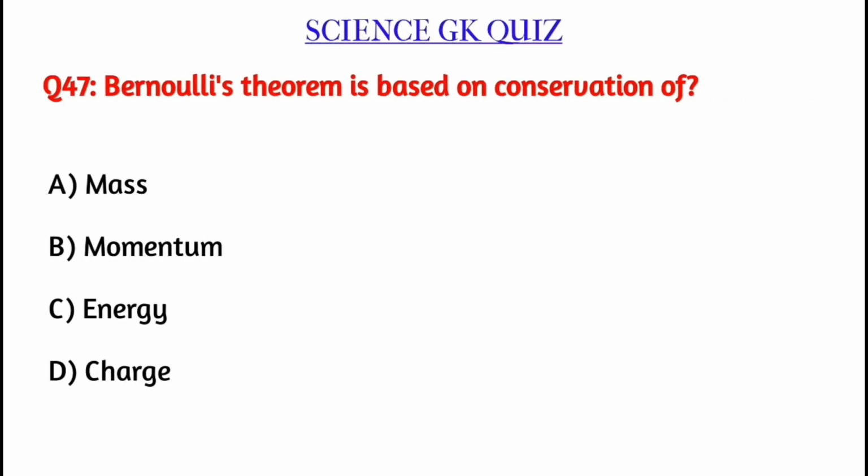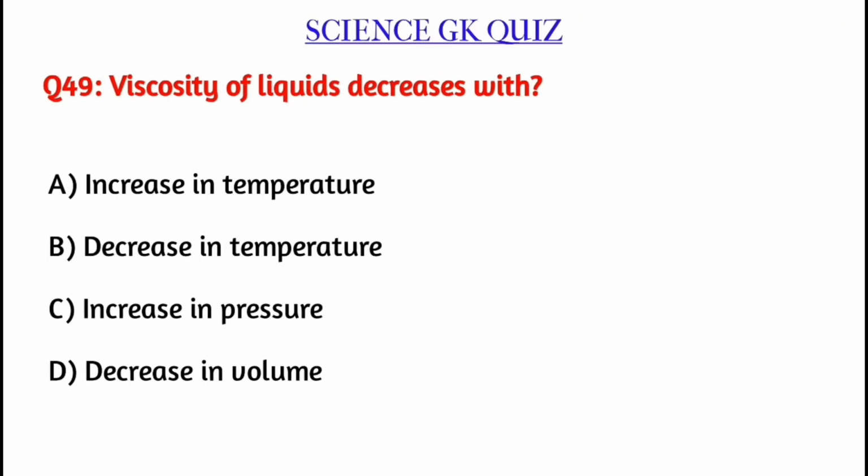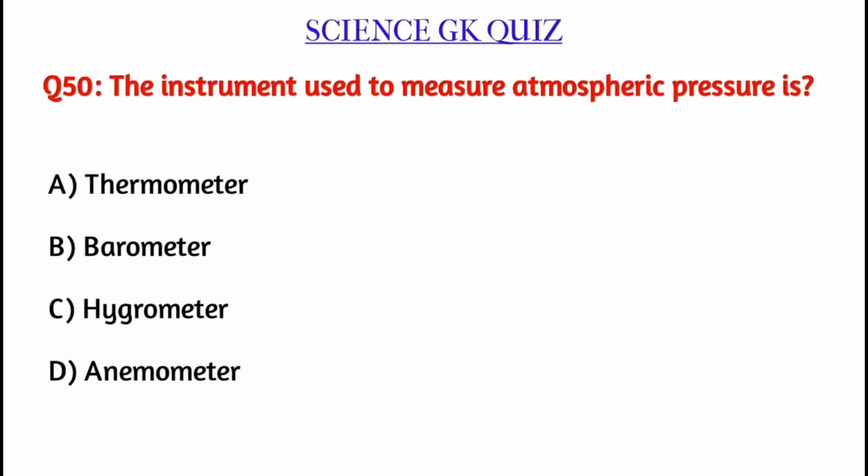Bernoulli's theorem is based on conservation of... answer C, energy. Question number 48. Surface tension has the dimensional formula... answer A, M to the power minus 2. Question number 49. The viscosity of liquids decreases with... answer A, increase in temperature. Question number 50. The instrument used to measure atmospheric pressure is... answer B, barometer.